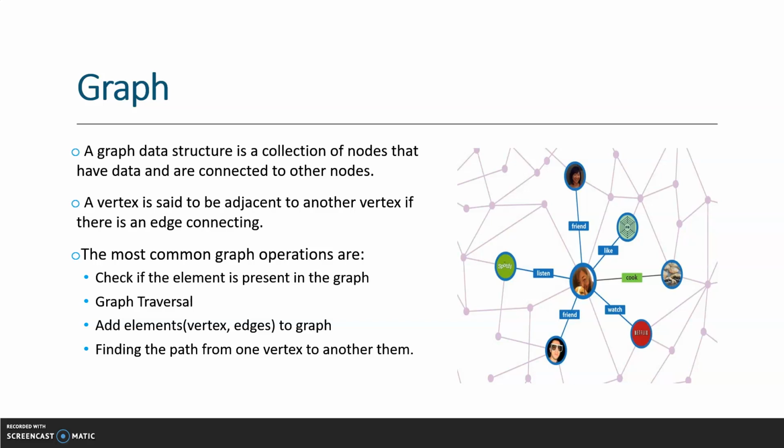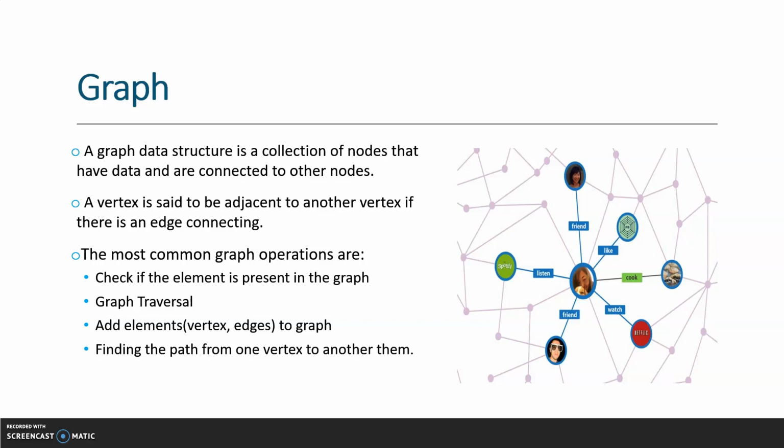The most common graph operations are checking if an element is present in the graph, graph traversal, adding elements like vertices and edges to the graph, and finding the path from one vertex to another.